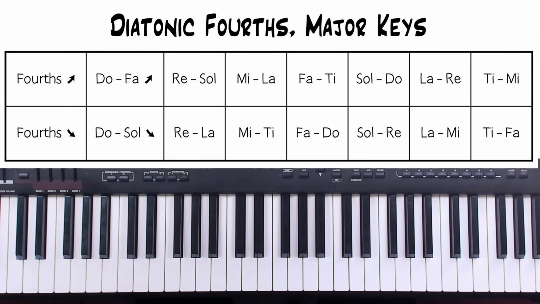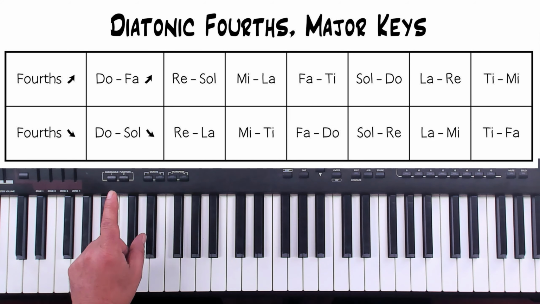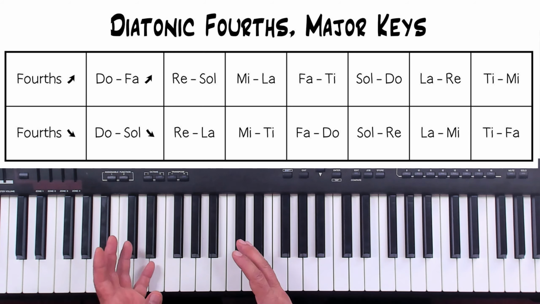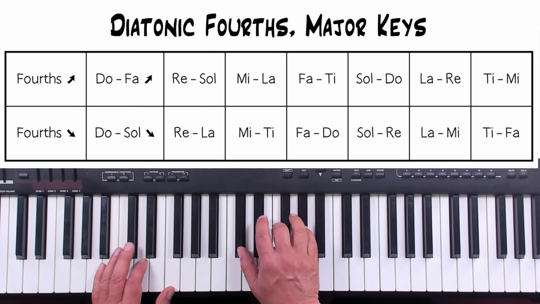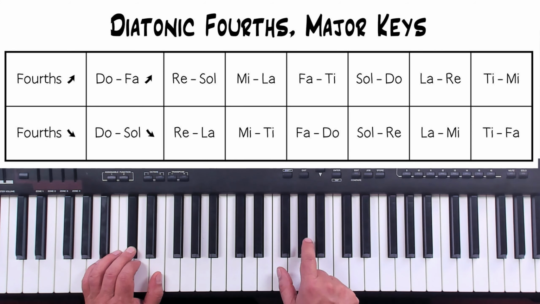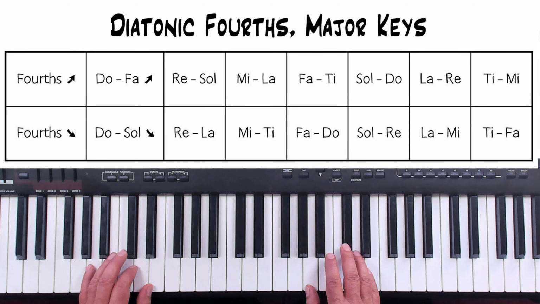Ascending, do, fa. Which key? Let's start with B flat. B flat, let's sing do, fa. Do, fa. For this one, I'm gonna sing and play at the same time for checking up, because this is a bit more complex. Okay, so next one, let's go to re, sol, but in the key of D flat. Re, sol. And moving on, let's go to A.